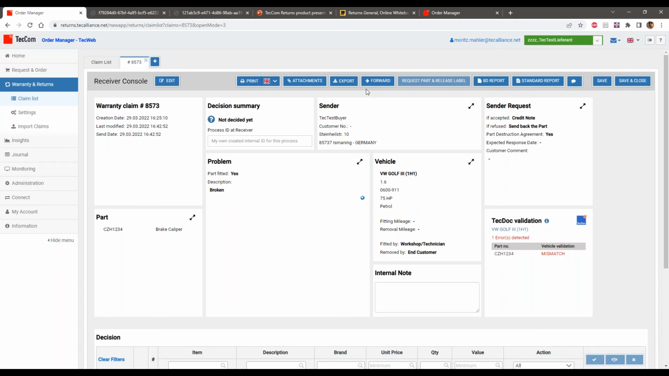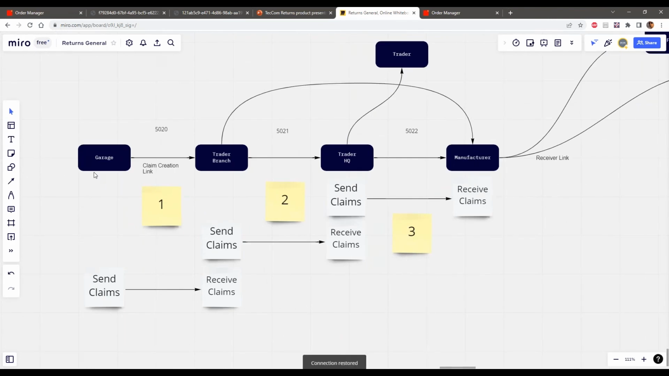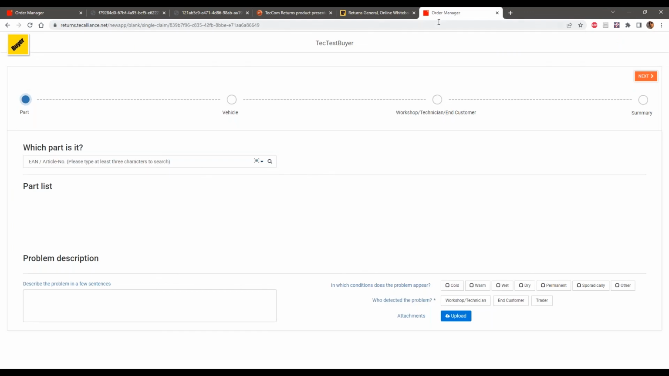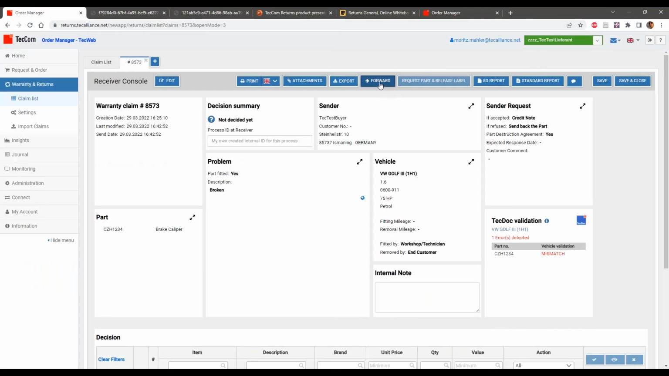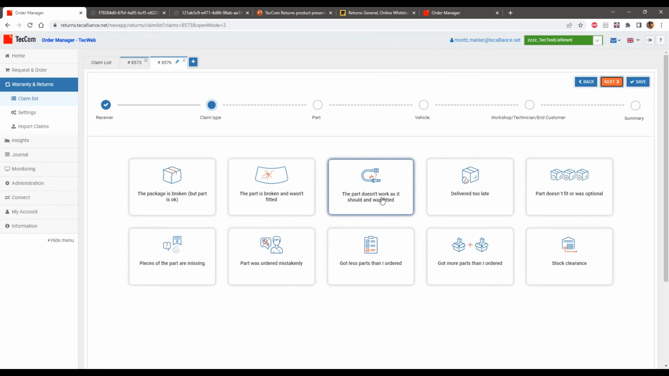So what else we can do is forward. So I go back to this. I told you we can send a claim, we can receive a claim, and I promised you to show you how to forward a claim. And this takes now a massive 10 seconds, okay? I press on this button and I want to forward this now to one of my suppliers.